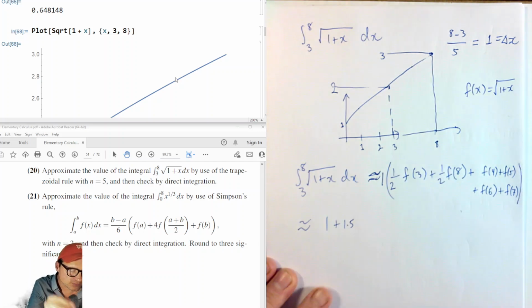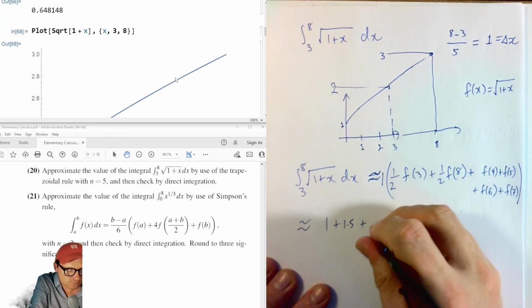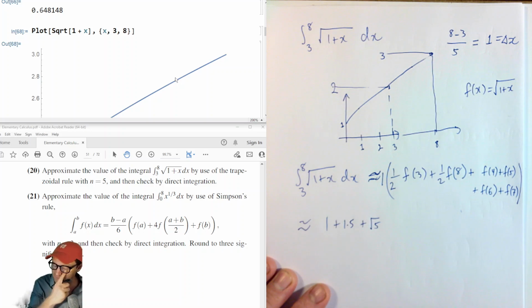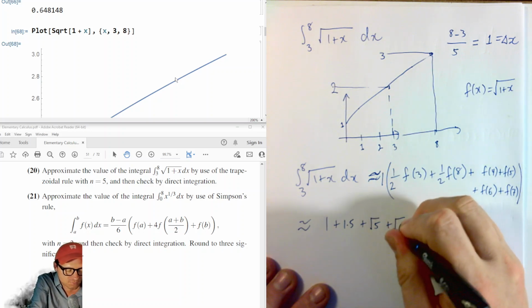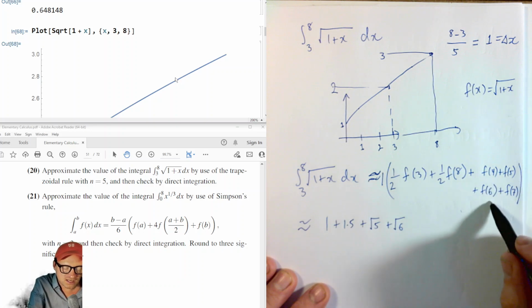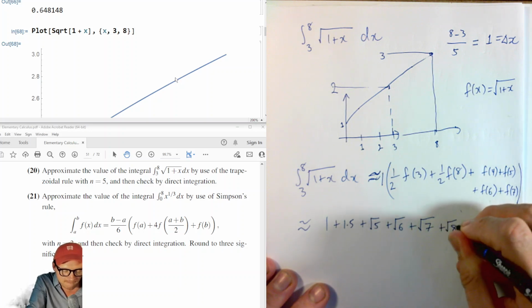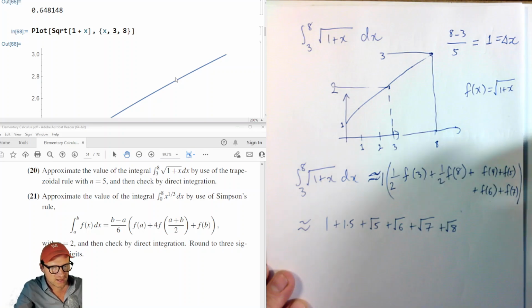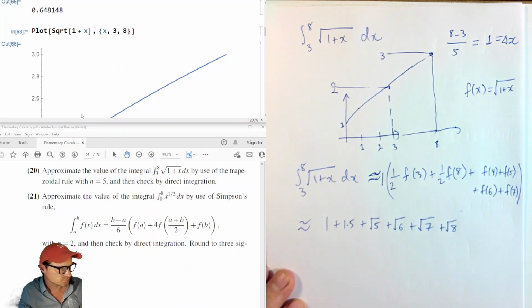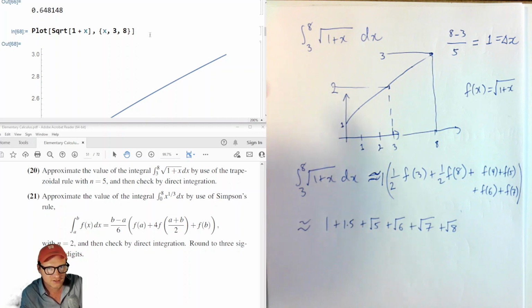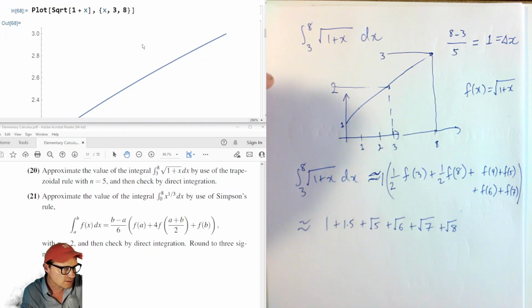And then f of 4 is the square root of 5. F of 5 is the square root of 6. F of 6 is the square root of 7. And f of 7 is the square root of 8. All right, so this is our approximate area. Now we need to simplify this. Well, I mean, look, we can actually give an exact value, right? Because this is an exact value. So 2.5 is 5 over 2. But in order to compare with an exact value of the definite integral, let's take a numerical estimate of this.